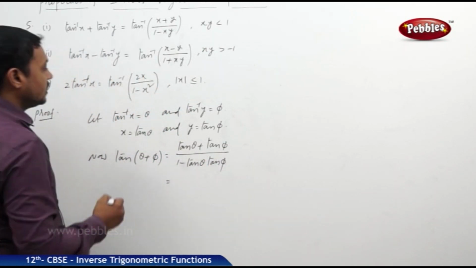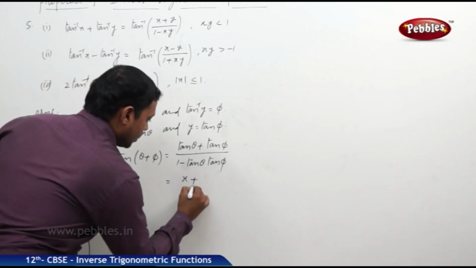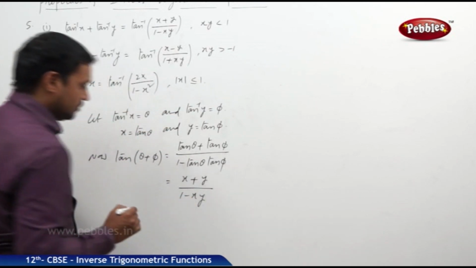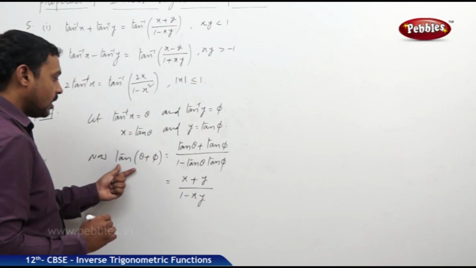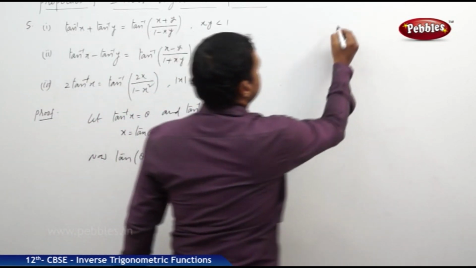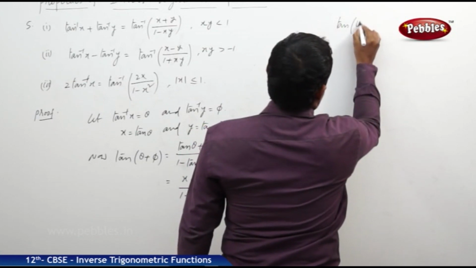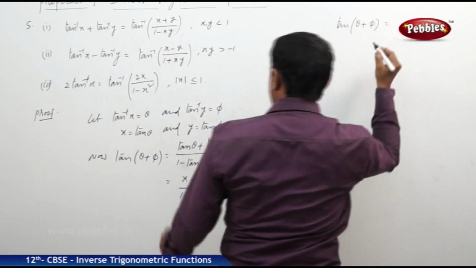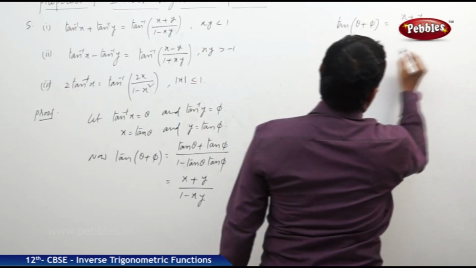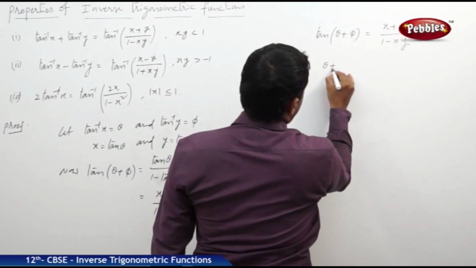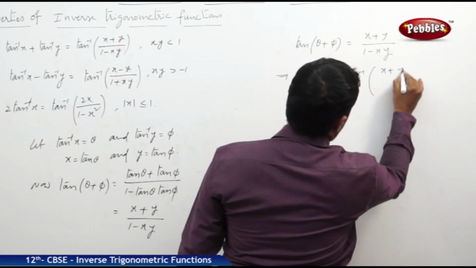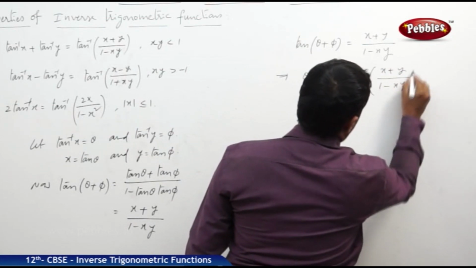Now this is tan theta is equal to x, tan phi is y. So tan of theta plus phi is equal to x plus y by 1 minus xy. From this, theta plus phi is equal to tan inverse of x plus y by 1 minus xy.